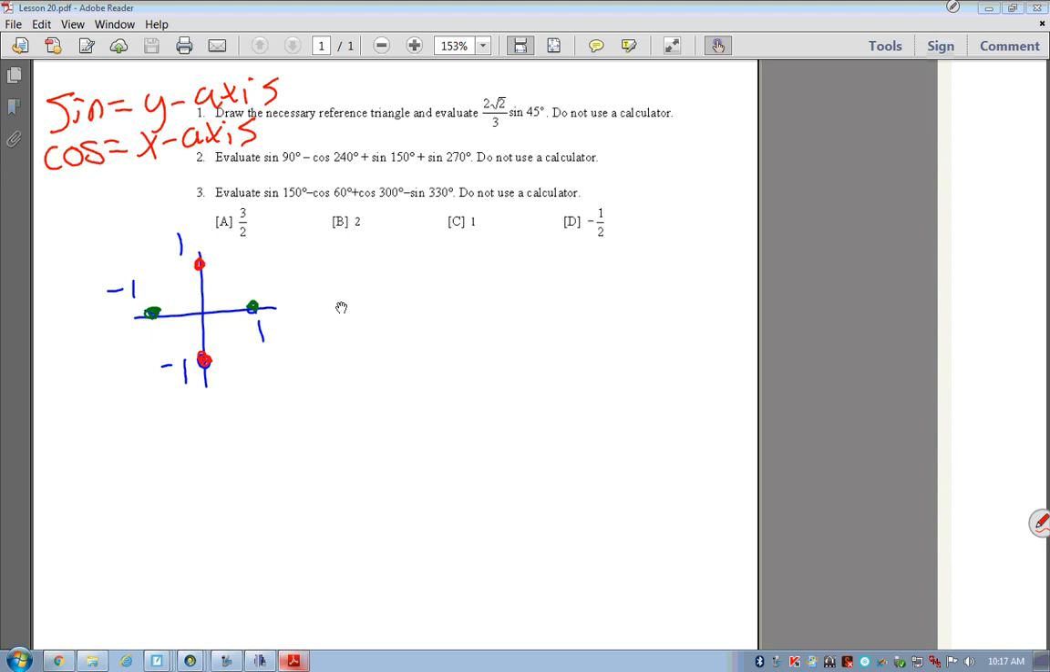All right, anytime they ask for cosine and it shows up on the x-axis, it's going to be either 1 or -1. Now, if they had said evaluate cosine 90, right, the y-axis represents 0 on the x-axis. Okay? So if they said cosine 90, it's 0. If they said cosine 270, it's 0. Right? If they said sine 0 degrees, what are we looking at, Christian?